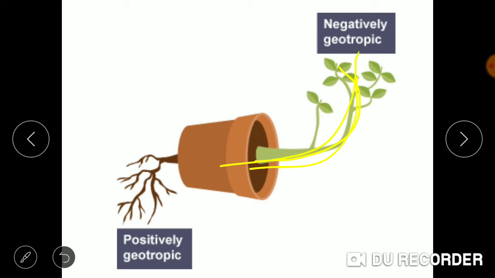This negative geotropic behavior is also because of the auxin molecule. How? Auxin gets accumulated more over this region. Due to the excessive accumulation of auxin in this region, cell elongation takes place maximum and leads to bending of the stem, and hence the stem moves away from gravity and shows negative geotropic behavior, which is due to this auxin hormone.